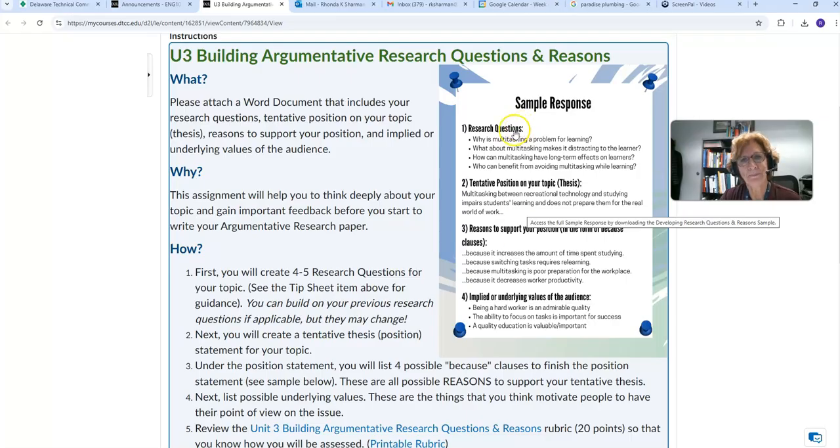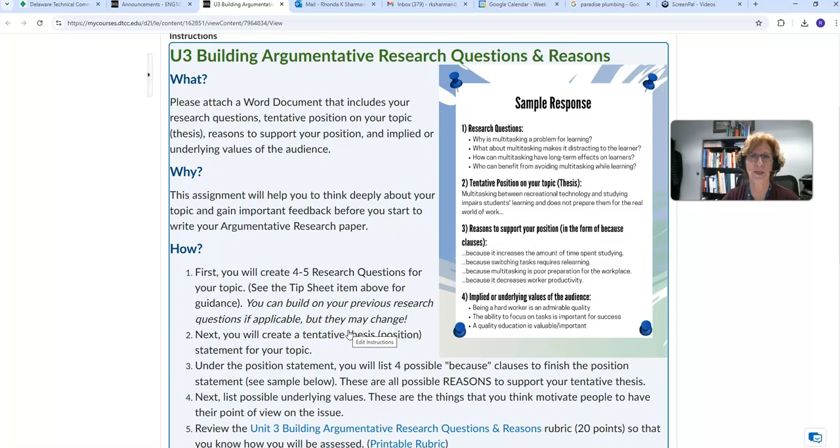Now, even though it says first create the research questions, what I suggest is doing this document the following way. First, start with your thesis. You've already investigated the issue in Unit 1. You've looked at both sides in Unit 2, and you've formulated which side you are weighing in on. So here, do this first. This should be a complete sentence that will express your position on the issue.